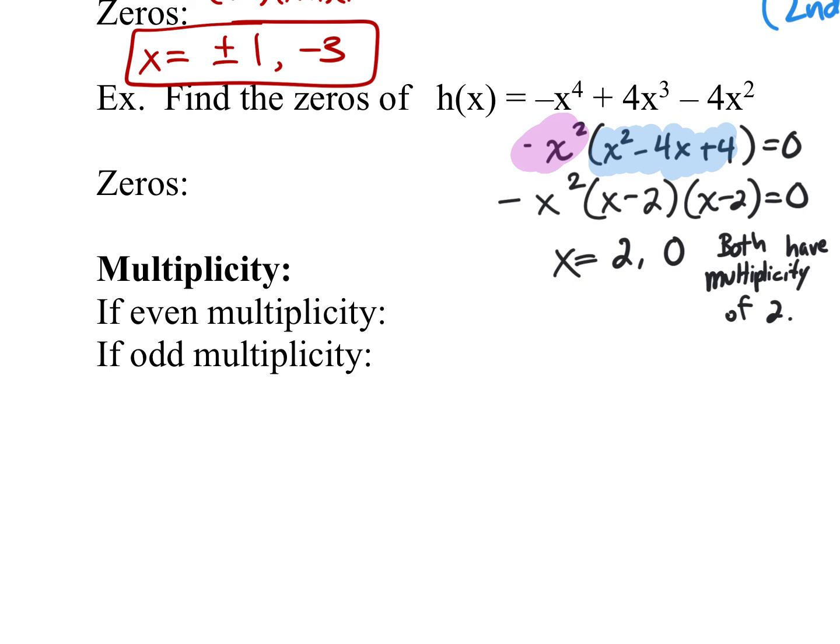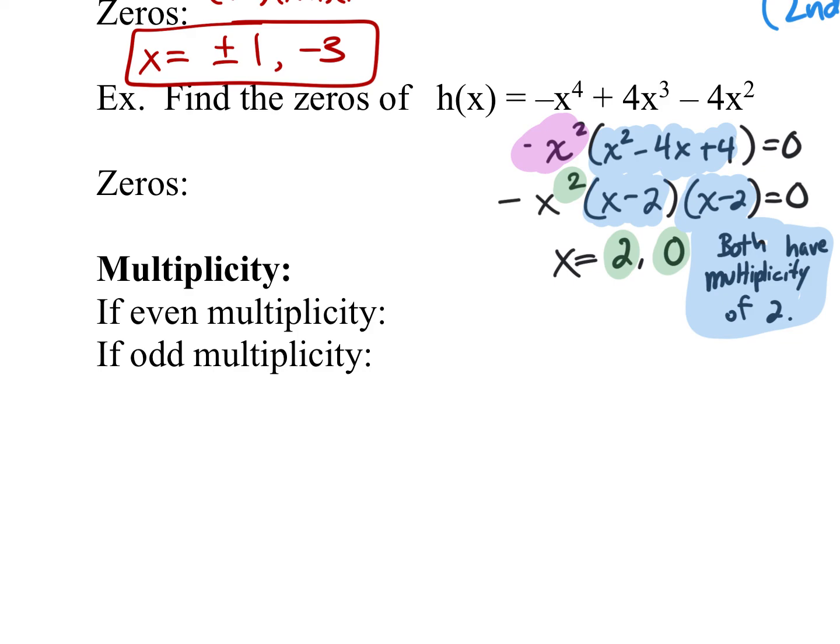From there, I factored my quadratic trinomial into x minus 2 times x minus 2. And what I found is that I had two distinct solutions, right? Both 2 and 0. But because both of those solutions showed up more than once, I can see that 0 shows up twice because that x is squared, and then x minus 2 shows up in factored form twice. Both of my solutions have a multiplicity of 2.